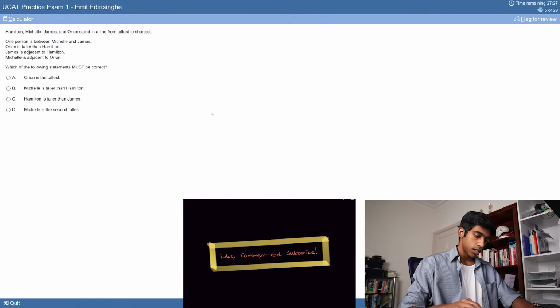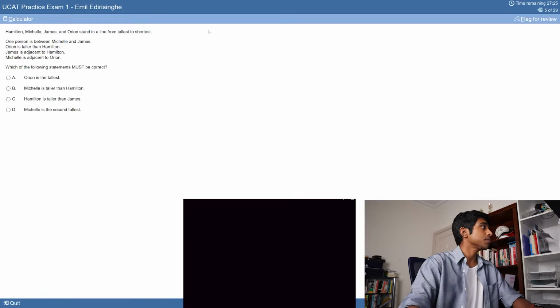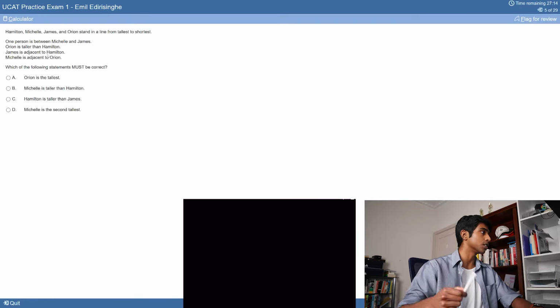Okay. I'll have to do some writing here. Hamilton, Michelle, James, and Orion stand in a line from tallest to shortest. One person is between Michelle and James. Orion is taller than Hamilton. James is adjacent to Hamilton. Michelle is adjacent to Orion.